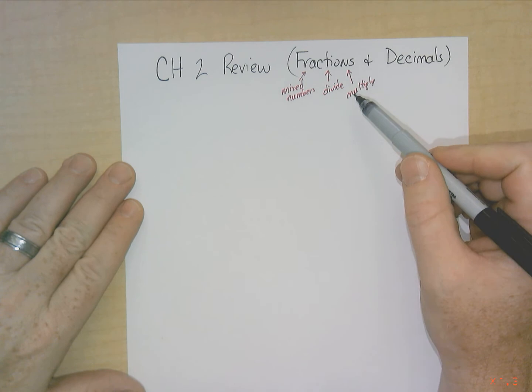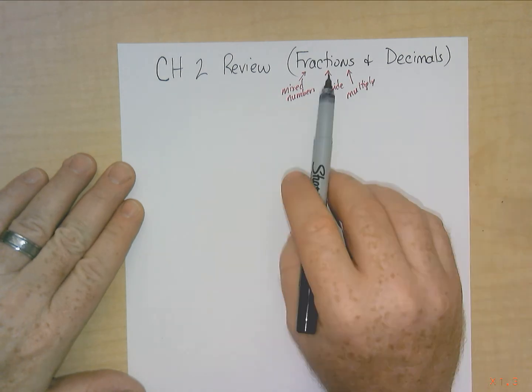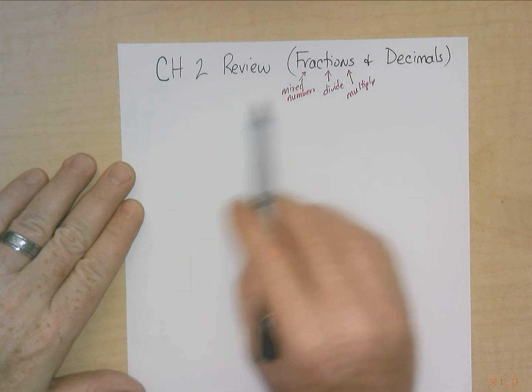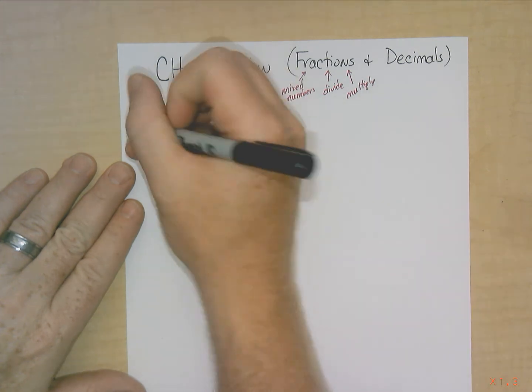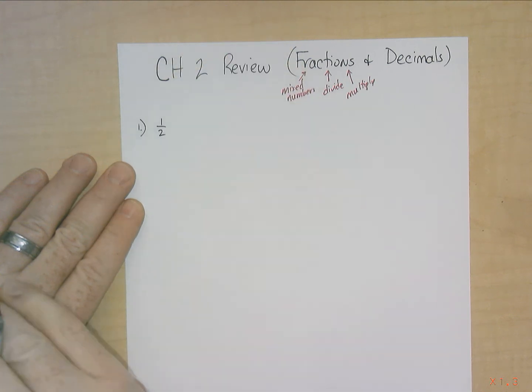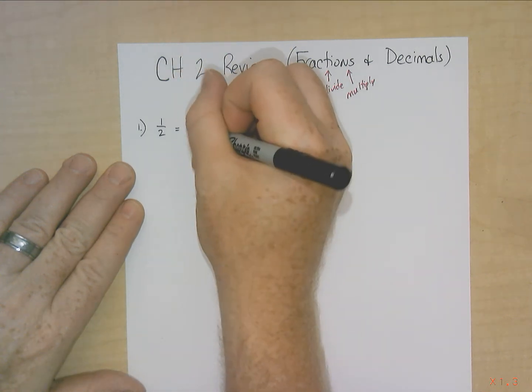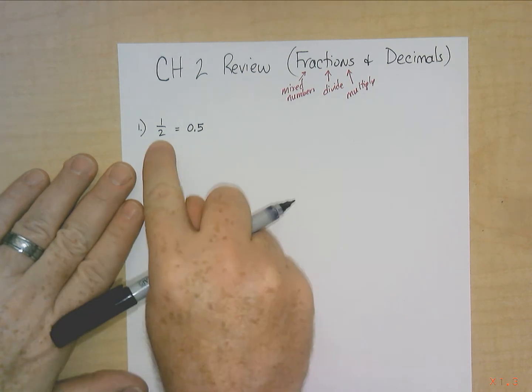They're part of a whole number. That's all they are. Fractions are in fraction form, decimals are in decimal form, but they're the same number. So for example, 1/2 is the same thing as 0.5. They are in fact the same number. They just look different because one's in fraction form, one's in decimal form.